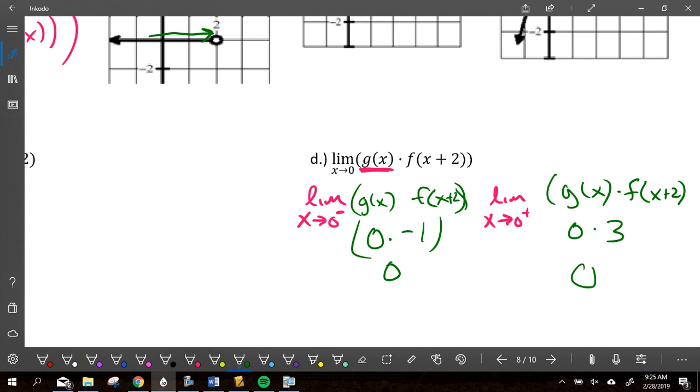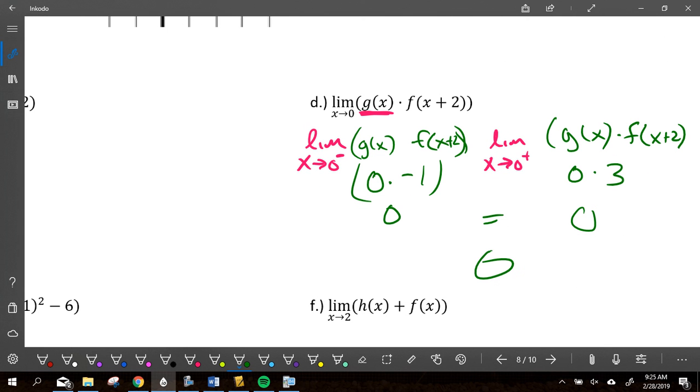In order for a limit to exist, the left-hand side and the right-hand side need to be equal to each other. Are they equal to each other? It's weird. It doesn't make a ton of sense, but they are equal to each other. Since both sides are equal, the limit to that question is 0.